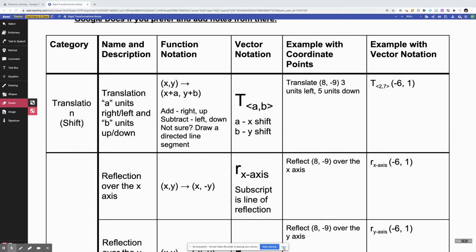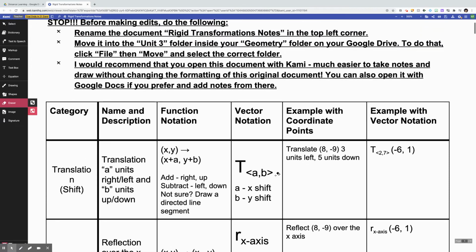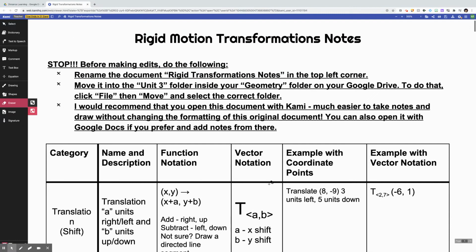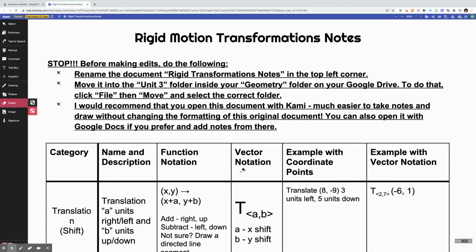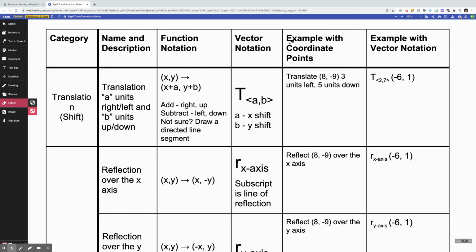Hi, everybody. This is your examples video for translations and reflections and rotations. So I am working in the rigid motion transformation notes document. I'm going to go through and do these columns here that you can see on the screen on the right. So I'm going to do these example columns for you.